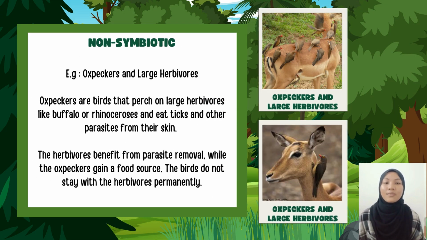And the second one is defensive mutualism. In defensive mutualism, one partner receives food and shelter, and in return, it helps the partner by defending against herbivores or predators or maybe parasites. The example of this is oxpeckers and large herbivores. Oxpeckers are birds that perch on large herbivores like buffalo or rhinoceros and eat ticks and other parasites from their skin. The herbivores benefit from the parasite removal, while the oxpeckers gain a food source. The birds do not stay with the herbivores permanently, however.